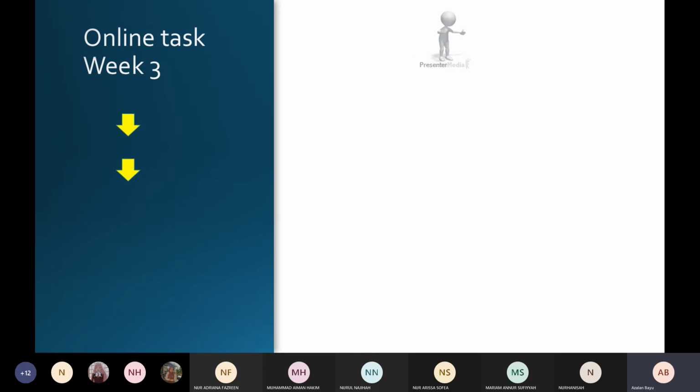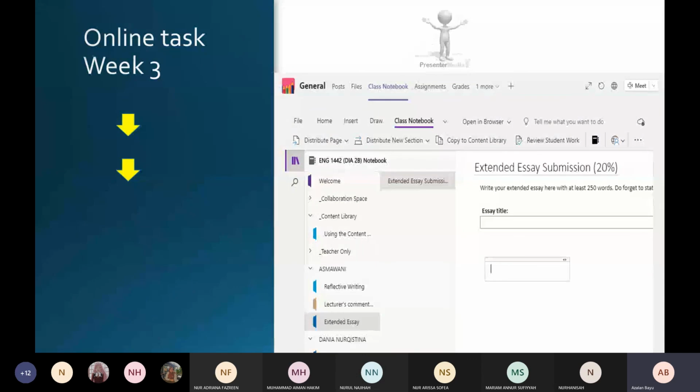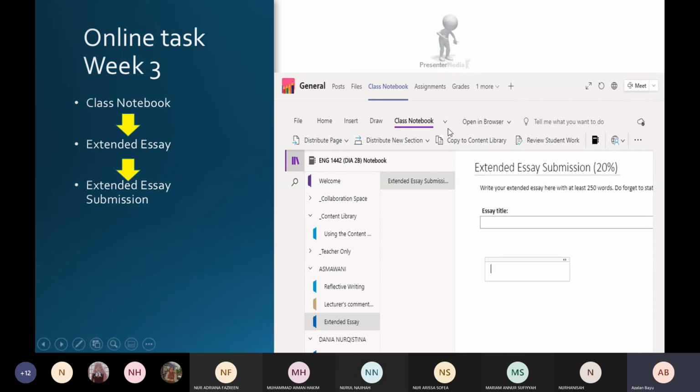Ini adalah online task untuk minggu ni. Kita tak gunakan Microsoft Form tapi kita gunakan Teams. I dah letak dalam you punya Teams. Pertama, you go to class notebook and then you go to extended essay and then you go to extended essay submission. Dalam you punya inbox tu ada extended essay and extended essay submission. Pertama you tukar extended essay and then extended submission.